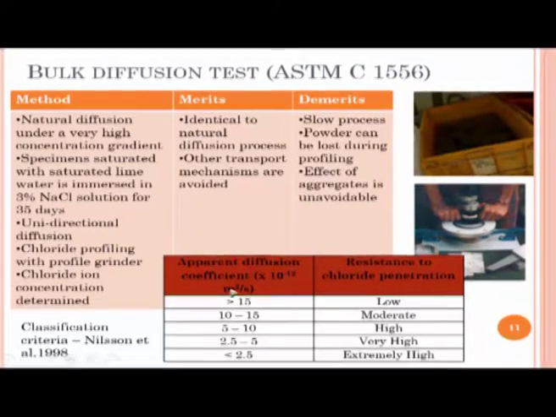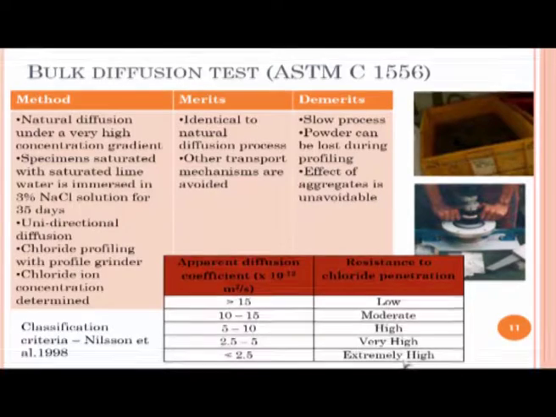So, here the diffusion coefficient is then used to determine whether the resistance to chloride penetration is low or high. This is the classification given by researchers. If you look at the diffusion coefficient, the units here are 10 to the power minus 12 meter squared per second. If it is greater than 15, it is a low resistance to chloride penetration. If it is 10 to 15, it is moderate, 5 to 10 is high, 2.5 to 5 is very high, and less than 2.5 you have extremely high resistance to chloride penetration.